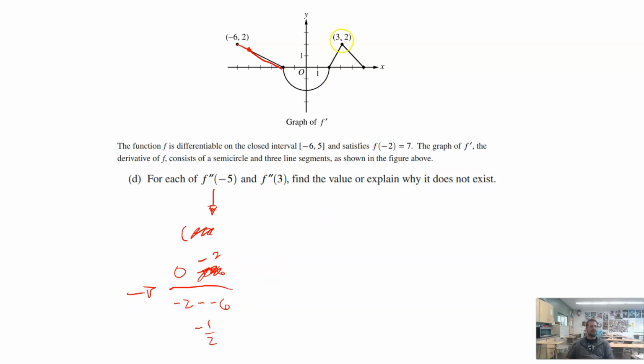Now for the second derivative at x equals 3, that's right there. Unfortunately, that one does not exist because we have a corner at that point. Remember, you can't take the derivative whenever there is a corner on a graph. So hopefully, again, those make sense on how to do those two. I definitely thought A and C were much harder than B and D on this one. But if you have any questions on this, please let me know.